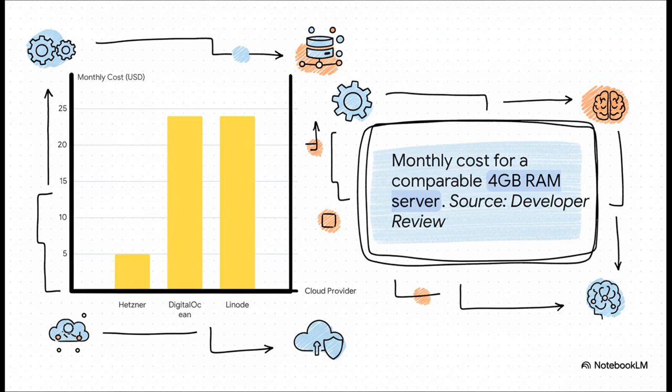You can get a decent server with 4 gigs of RAM from a provider like Hetzner for about $5 a month. Compare that to $24 a month for similar specs on DigitalOcean or Linode. When you're running hundreds, maybe thousands of tasks, that $5 server starts to look pretty incredible.